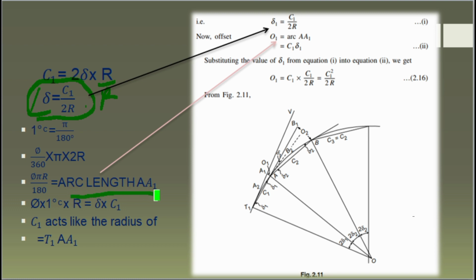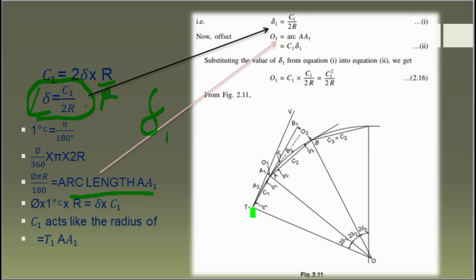So the arc length A to A1 is equal to, so the knowledge that I applied earlier. So by converting, we will remain with theta, that is the angle, multiplied by the 1 radian, multiplied by R. And in this case our deflection angle here was only that, so we didn't have a 2 here, so multiplied by C.